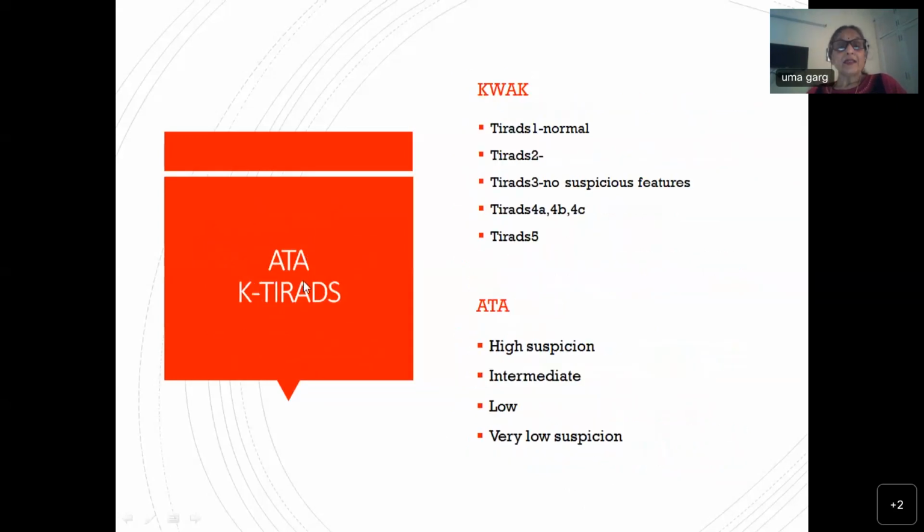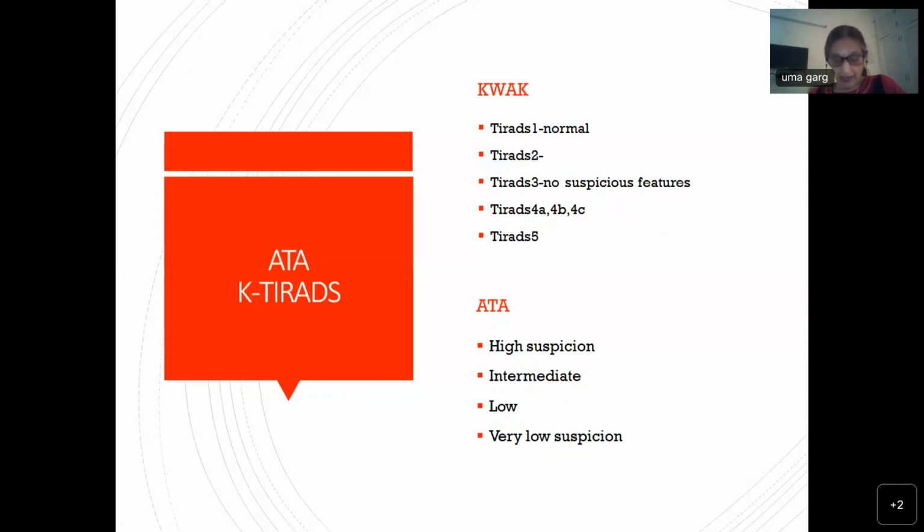Similarly, thyroid nodules are also categorized by the American Thyroid Association, and they also divided it into categories. The characteristics of the thyroid nodule on ultrasonography are basically the same. They are just compiled in a different way. And this is the K-TIRADS by the Korean Thyroid Association. This is K-TIRADS 1, which is considered normal, that is, no abnormal pathology.